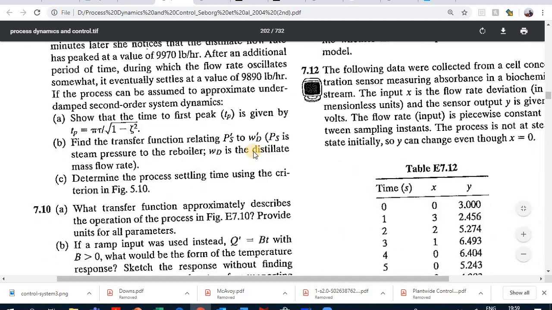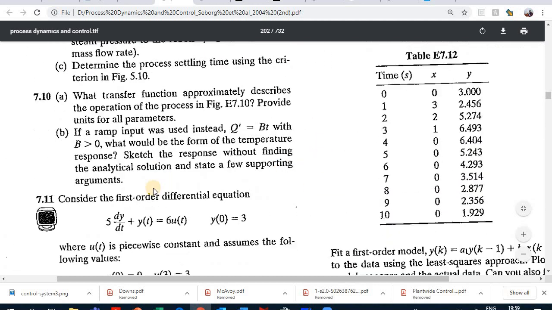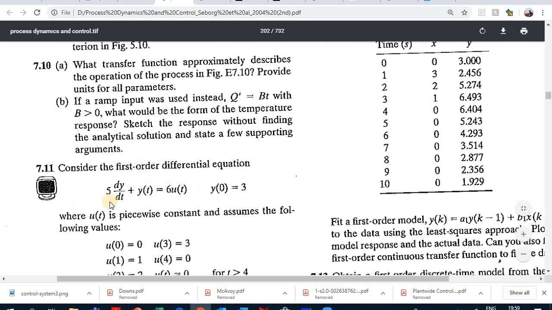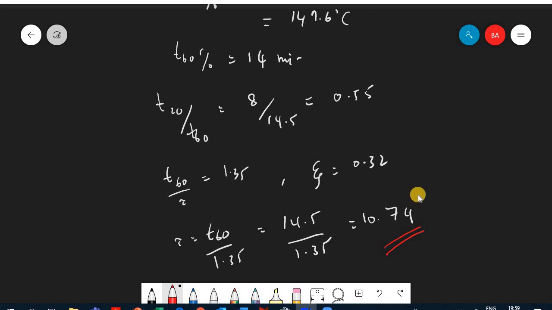You can solve more problems, but this is the end of it, because from 7.11 it starts with something called discretization, using the difference method, the finite difference approximation, exact discretization. Here's the end of our problems, at 7.10.